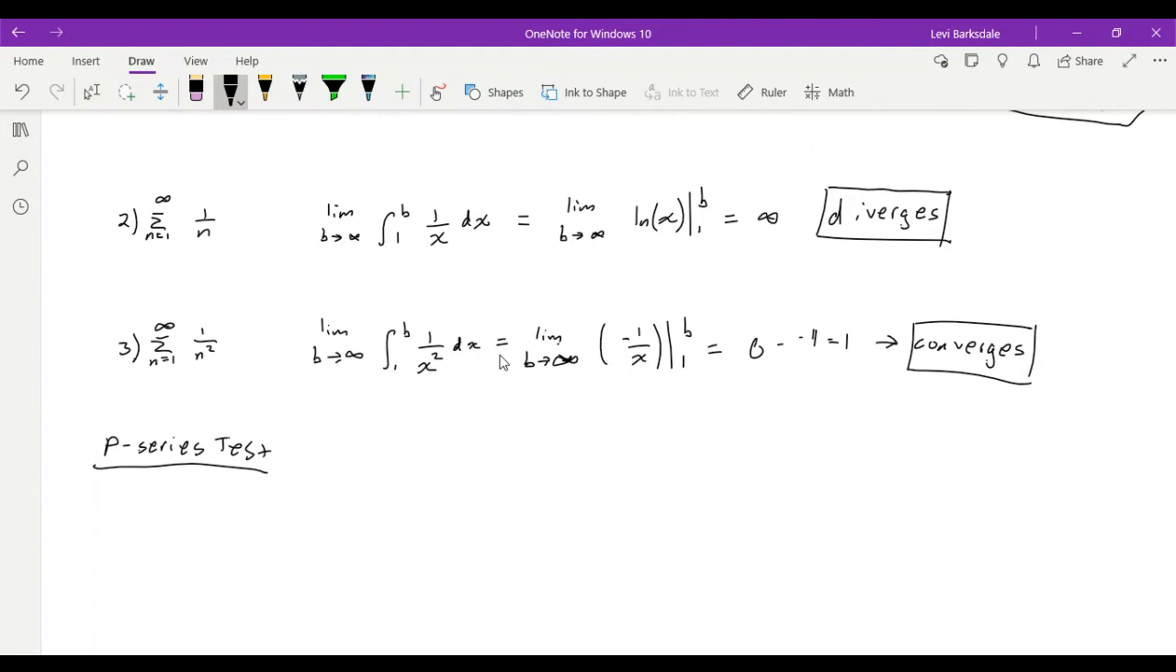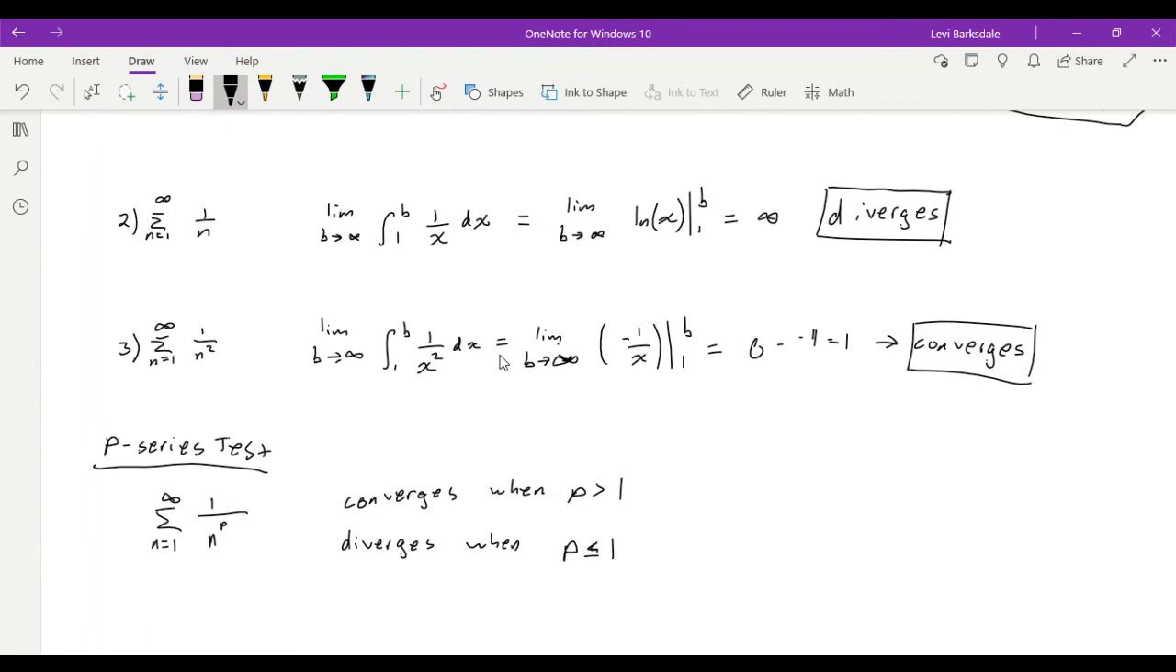And it's basically one specific instance of the integral test. Basically, it says if you have a power series that looks something like 1 over n to the power of p, well, this series converges whenever p is bigger than 1, and it diverges whenever p is smaller than or equal to 1.